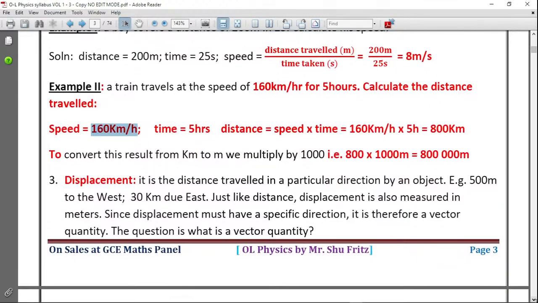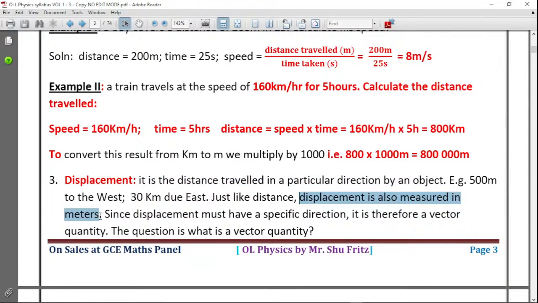Let's look at displacement. We have talked about distance. Displacement is the distance traveled in a specific direction. So if you want to talk about displacement, you talk about a car, for example, or a person moving 500 meters and they give the direction. For example, due west, due east, and so on. So with those expressions added to distance, it gives us what we call displacement. And displacement is equally measured in meters.